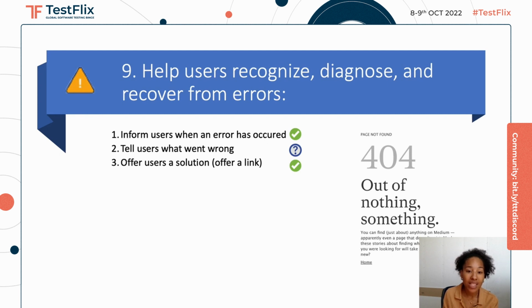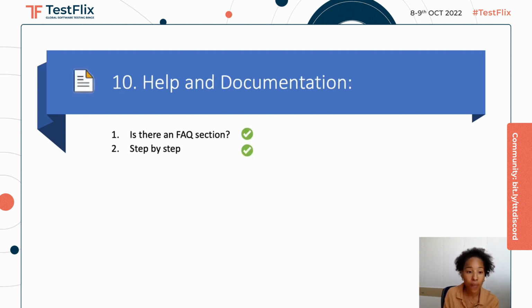Help users recognize, diagnose, and recover from errors. Well, this is a very clear example. When you're on a 404 page, you should not have a dead end. So there should always be a link getting you somewhere else, so you don't get stuck. And this is something, of course, you can check in the content of the page. You can also check, of course, is there a FAQ section? Is there a step-by-step guide? Step 1, do this. Step 2, do that.